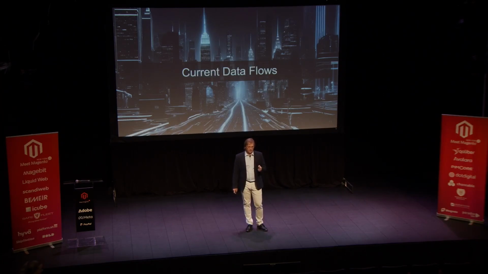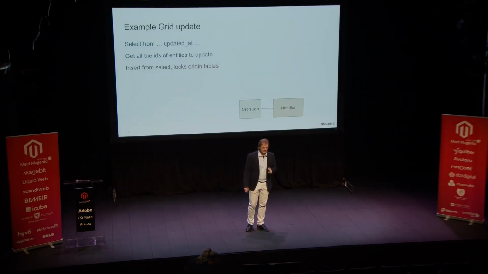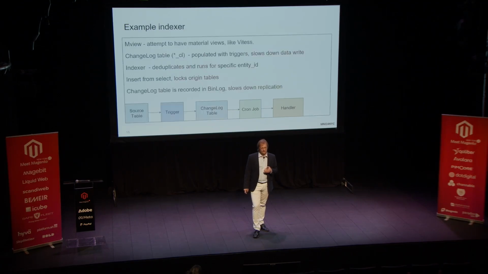So let's talk about what we currently have in terms of the processes that we wish to scale. Let's go with a simple one: product grid updates. We are just updating those grids. That's another cron job picking up. We are running insert from select. Yes, locking a bit, probably not as much. We can do it slightly better.